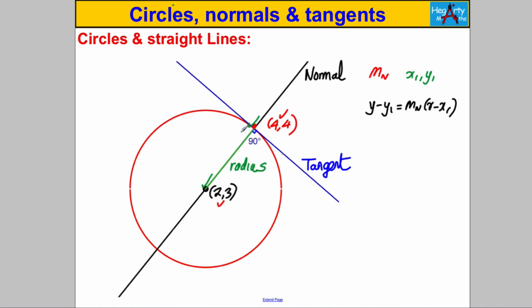How would you work out the equation of the tangent? Well, the great news is you can easily work out the gradient of the tangent, which I'll call mt, because it's perpendicular to the normal, so it's the negative reciprocal of that. And you know a point that the tangent goes through, only this one, it doesn't go through the center here, and you can use the exact same formula in order to work out the equation of the tangent.